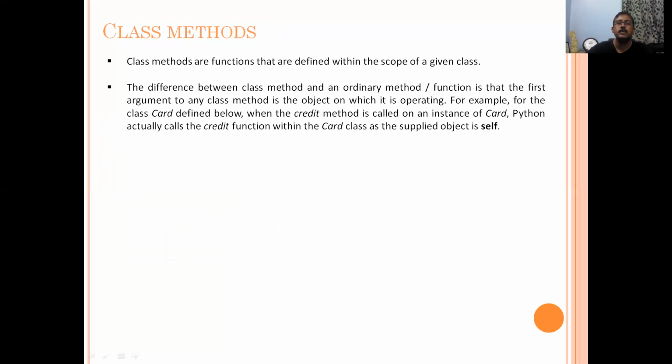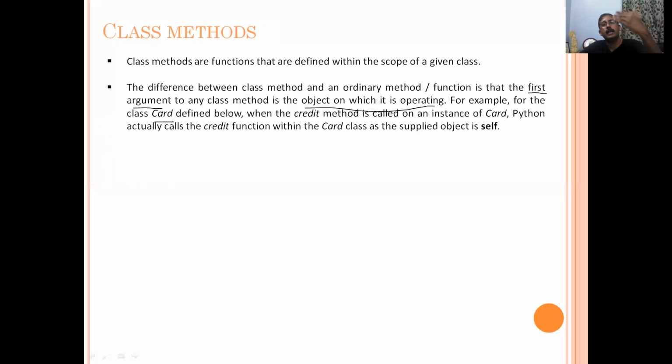So what is the difference between the class method and an ordinary function or a method? The difference is when we are defining an ordinary method, we can just mention the arguments. But in case of the class method, the first argument is always the object on which it is operating. In most cases you will see self. So whenever we are defining a class, say for example, I'm defining a class, say the name of the class is card.